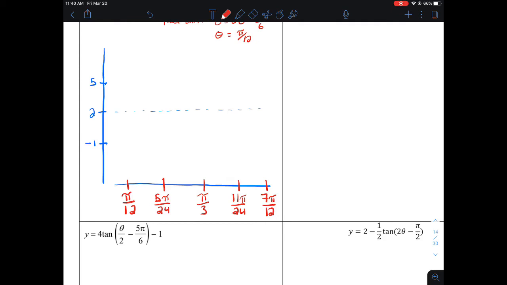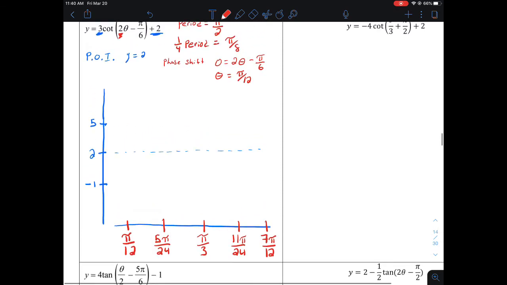Okay, so now we have to go through the process of, all right, we need to graph this cotangent wave. And I need to think, all right, well, what does cotangent start at?